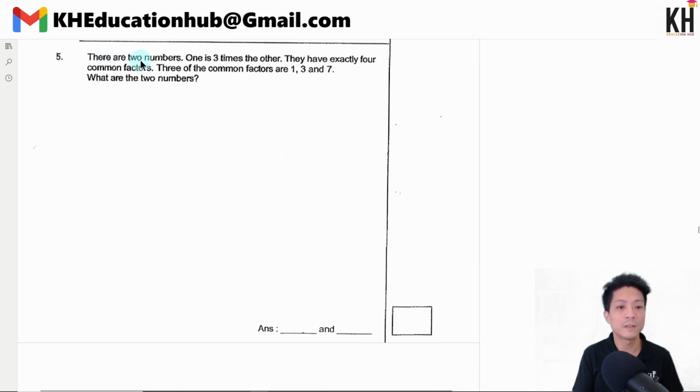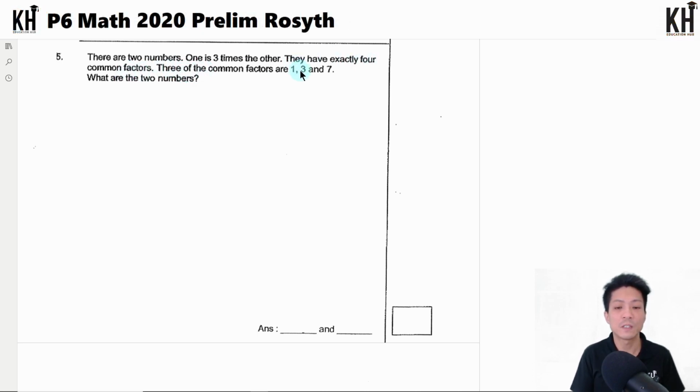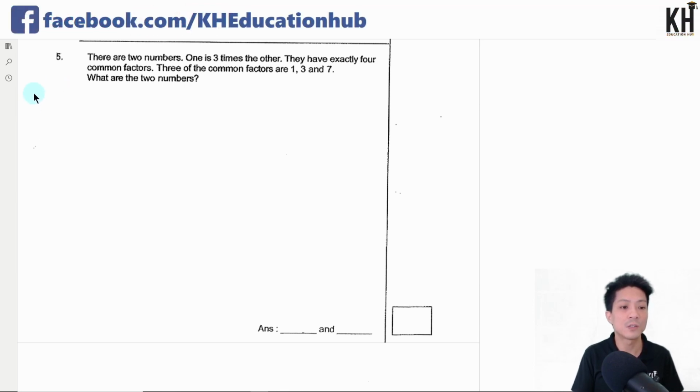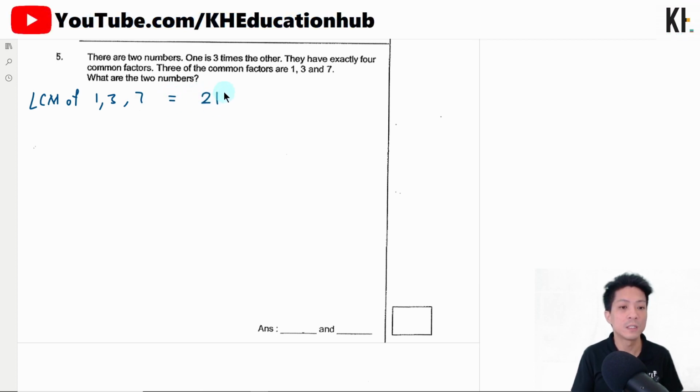Question 5. There are 2 numbers. One is 3 times the other. They have exactly 4 common factors. 3 of the common factors are 1, 3, and 7. What are the 2 numbers? We are going to find the lowest common multiple of 1, 3, and 7 first. The lowest common multiple of 1, 3, and 7 is equal to 21.